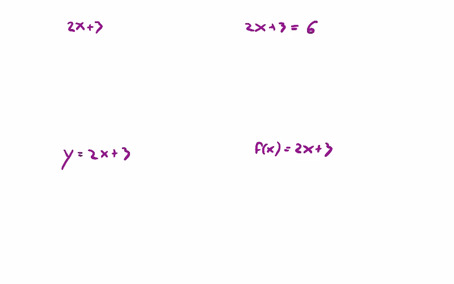So when we look at all of these options, we have different vocabulary that we need to talk about. First of all, 2x plus 3 is what we call an expression. It's clearly different than 2x plus 3 equals 6, which is an equation. The giveaway for anything being an equation is the fact that there is an equal sign.